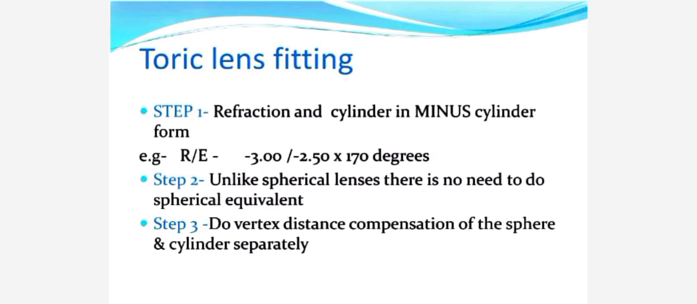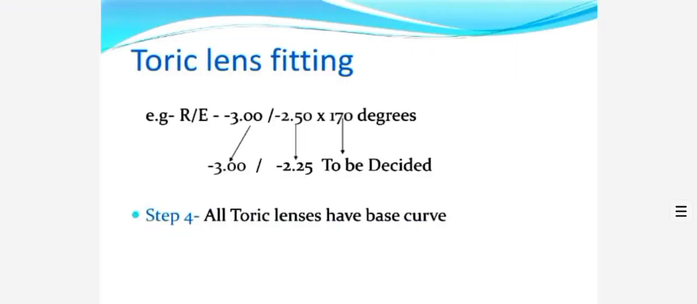Trial toric lens fitting. First, do the refraction, with the cylinder in minus cylinder form. Right eye is minus 3, minus 2.50 cylinder at 170 degrees. Unlike the spherical lens, there is no need to do a spherical equivalent, or vertex distance compensation of the spherical and cylindrical power. In toric lens fitting, it is indicated that the cylindrical power is reduced to minus 2.25 to be ordered.